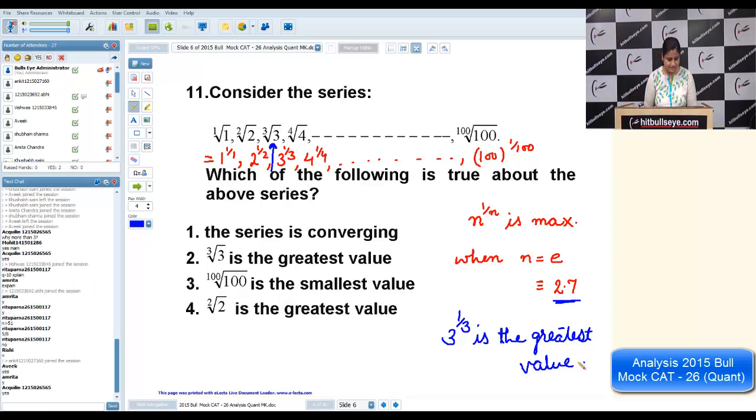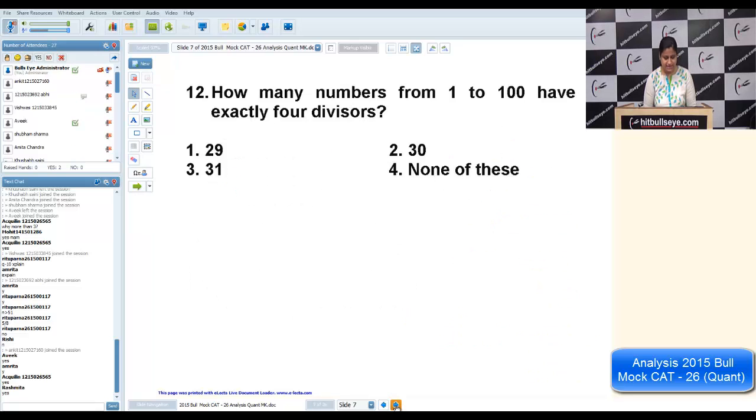Okay, let us move further. See, I'm not saying that if you are going away from 2.7, the value will be least. The only idea here is of greatest value. That is the thing I can guarantee. So don't confuse that. Okay, now question number 12, a good question on number system.